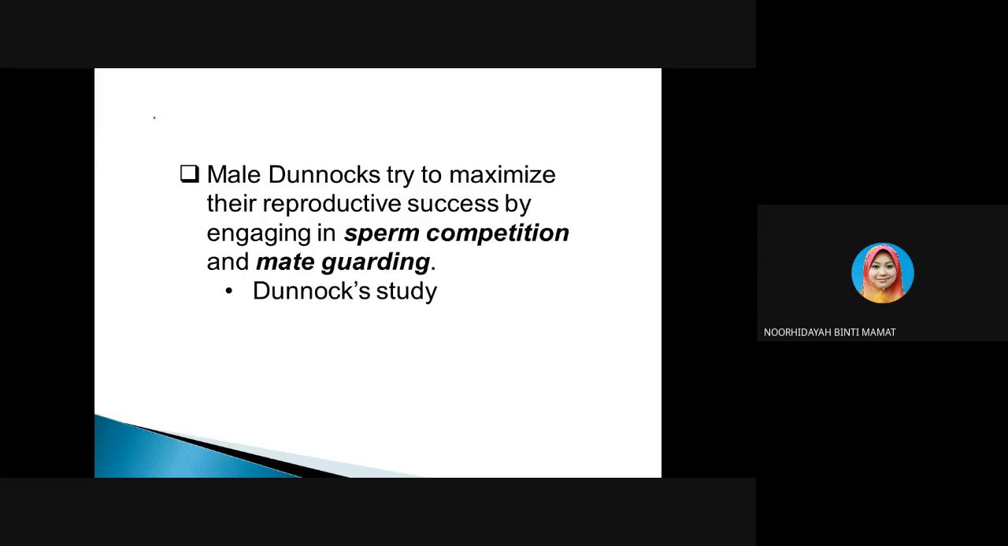So we are talking about the male dunnocks. The experiment was done in dunnocks. The male dunnocks, the alpha males, try to maximize their reproductive success by two strategies: sperm competition and mate guarding the female.